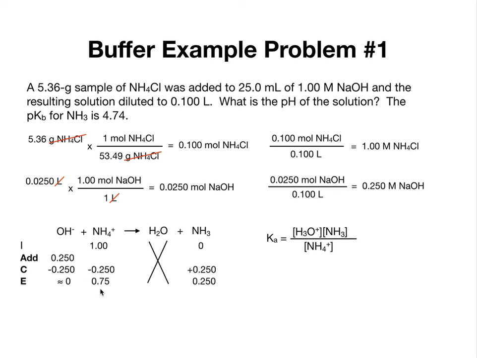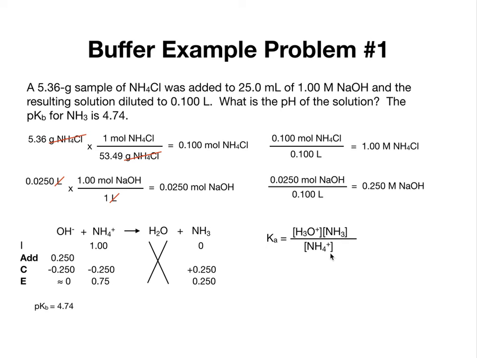We end up with some of a weak acid and some of the conjugate base. Is the ratio of this to this between 0.1 and 10? It is. If you check it, it certainly is.